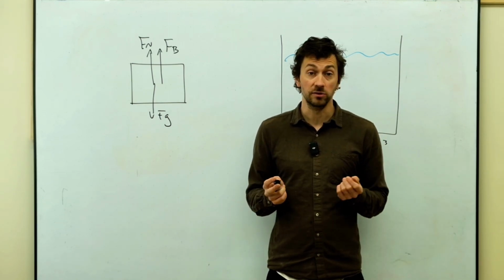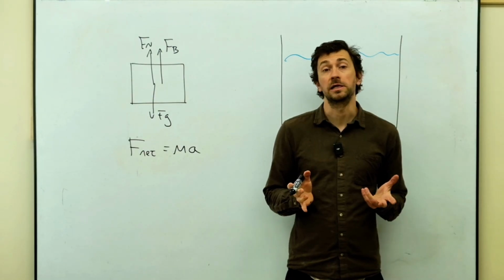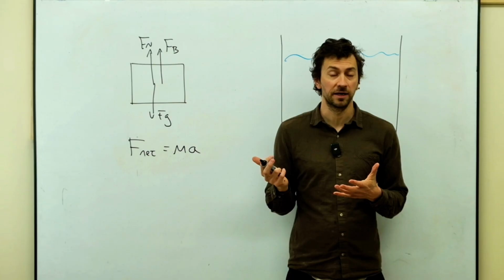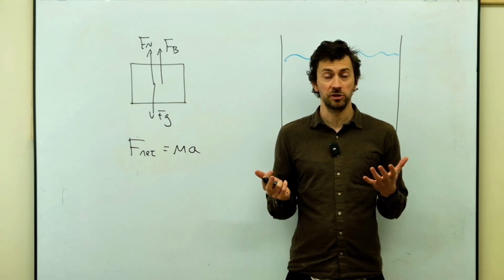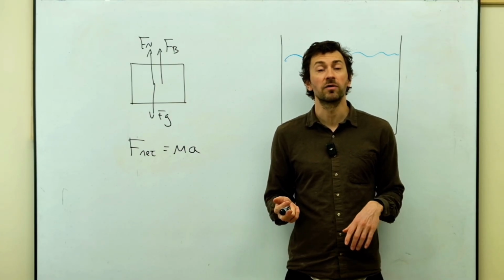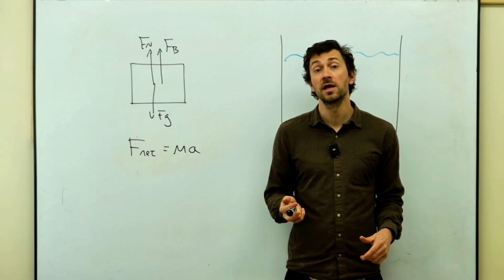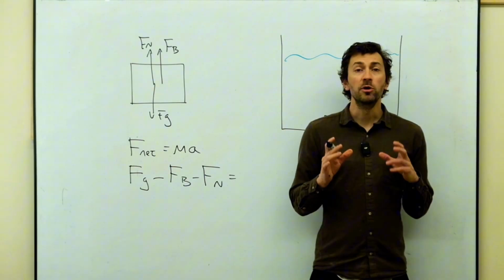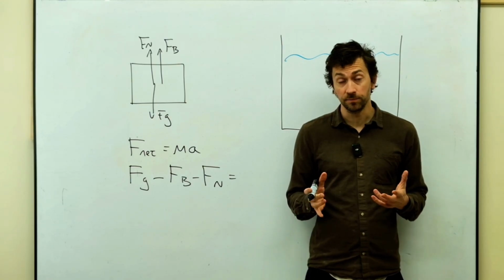Now we should write down Newton's second law. The net force equals ma. So the net force is going to be these three forces added together. It doesn't matter which direction we choose to be positive. Let's say the force of gravity is positive, downwards, and that means the normal force and the buoyancy force are negative. And we should put acceleration as 0.